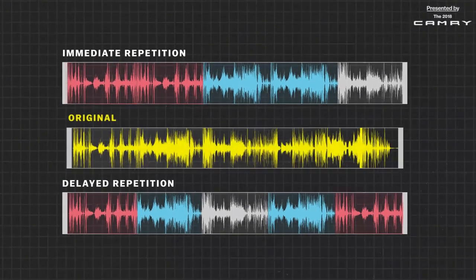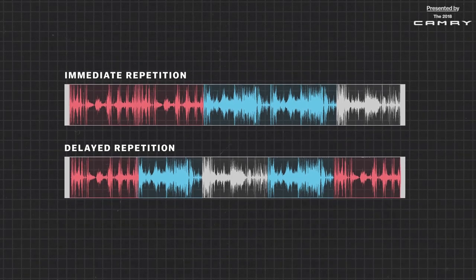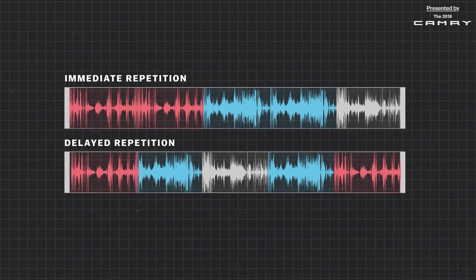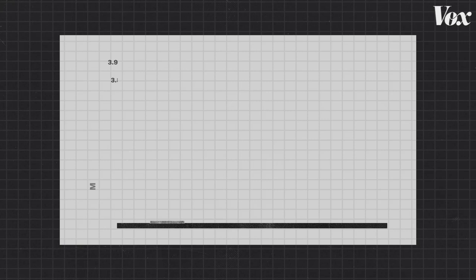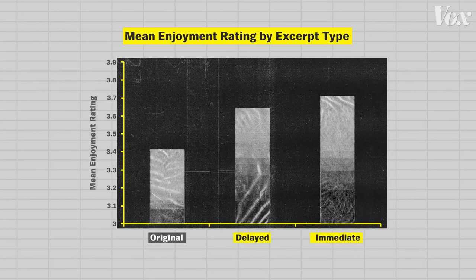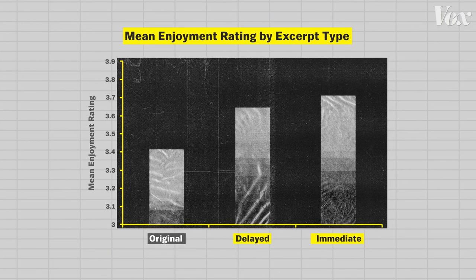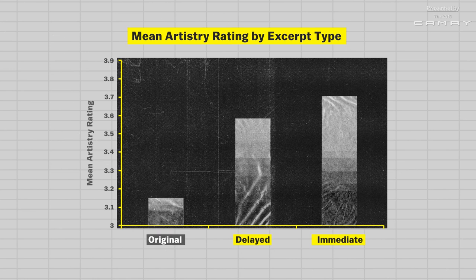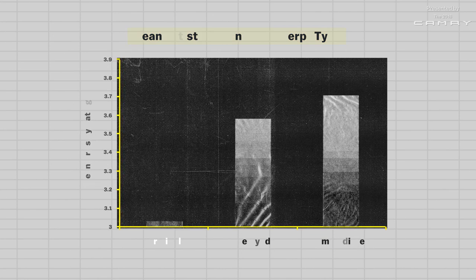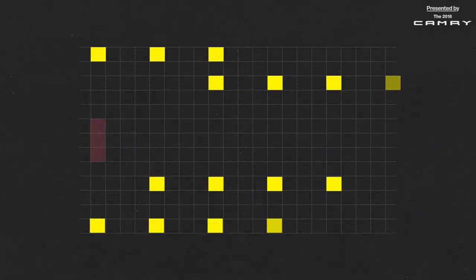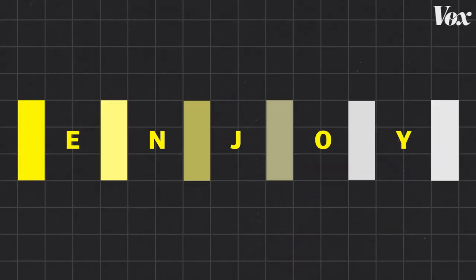It turned out that the excerpts that had been kind of adulterated to insert this literal kind of repetition were viewed not only as more enjoyable and more interesting, but also as more likely to have been composed by a human artist rather than randomly generated by a computer. So repetition in music not only feels intentional to our brains, we actually just enjoy it.